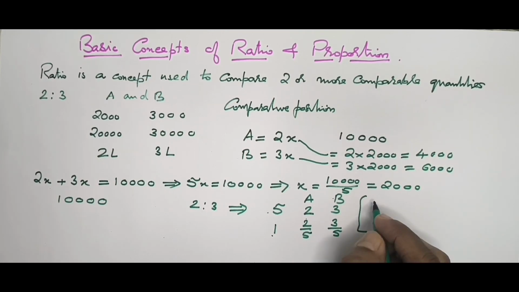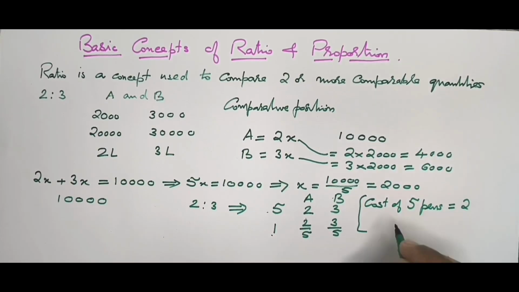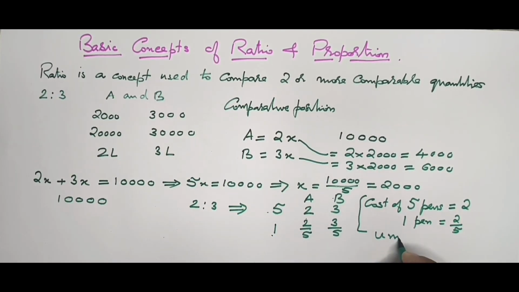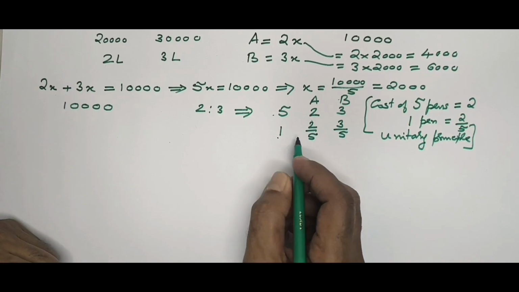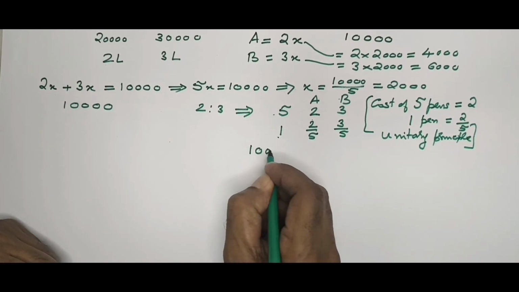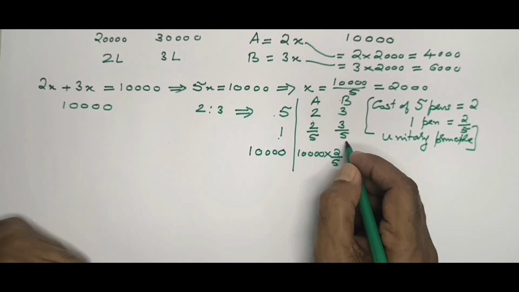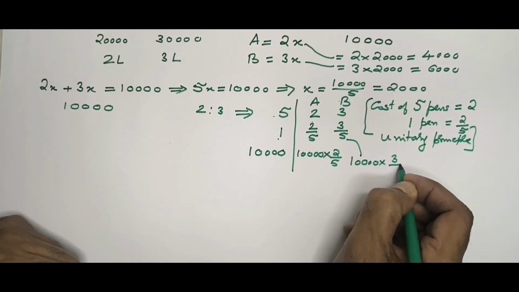Generally, if you know the cost of 5 pens is 2 rupees, then what would be the cost of 1 pen? 2 divided by 5. Exactly the same principle I have used here. And this is called the unitary principle, which we apply a lot in arithmetical problems. Now, if the total salary is 1, A gets 2 divided by 5. If the total salary is 10,000, how much does A get? 10,000 multiplied by 2 over 5. Similarly, B will get 10,000 multiplied by 3 over 5.